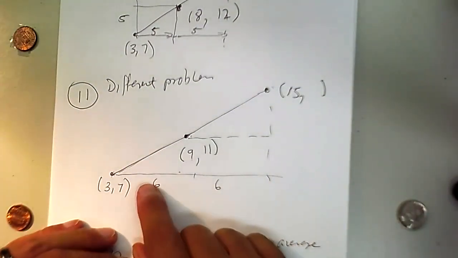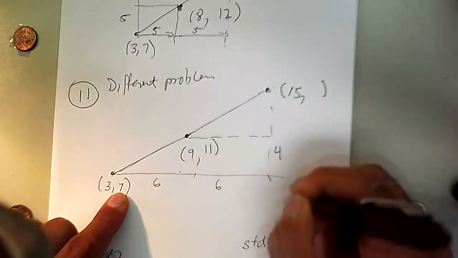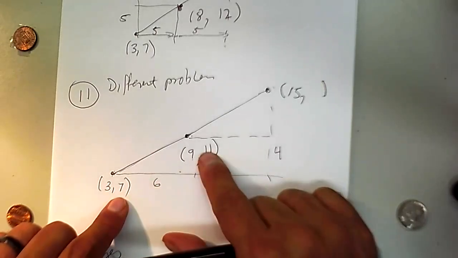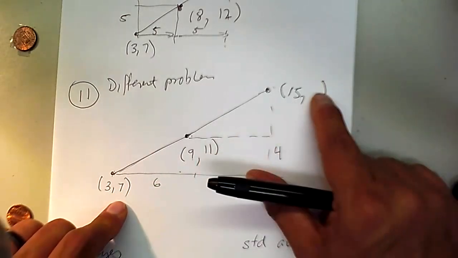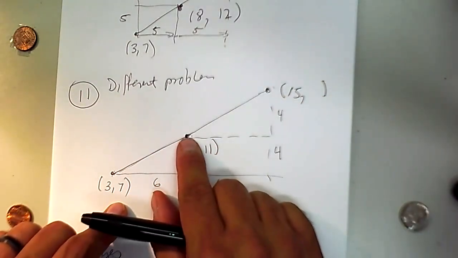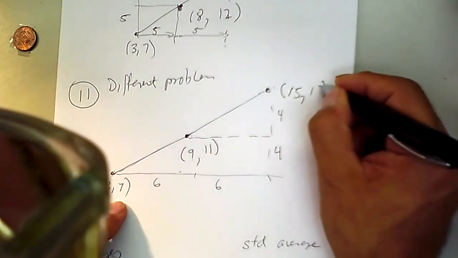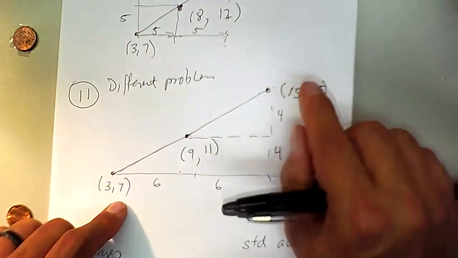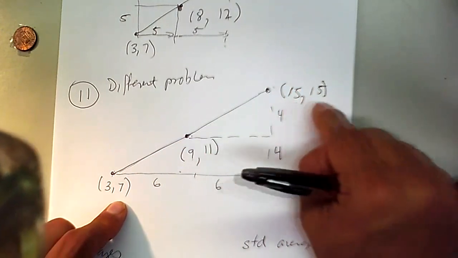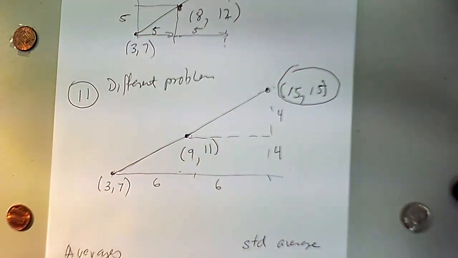Anyway, so from 7 to 11, we went 4. So we got to think how far we went. From 11 to whatever this number, of course, we have to go the same distance because this is the midpoint. So 11 plus 4, 15. That was purely coincidental. I wasn't expecting that. 15, 15. But that is the number, that was the point that I was missing.